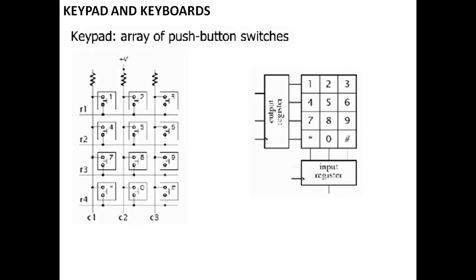To sense any key pressed on the keypad, we first need to scan or sense all the rows one by one. For example, first I'll scan row R1, then R2, then row R3, and at last row R4. To scan or sense all these rows one by one, we can go for the help of a counter.